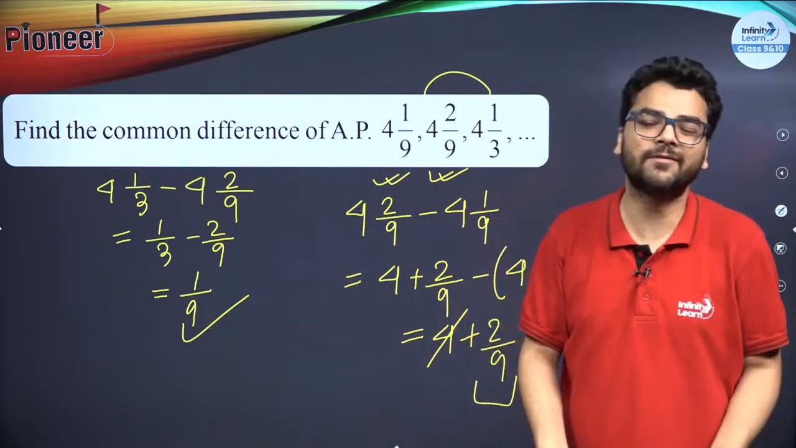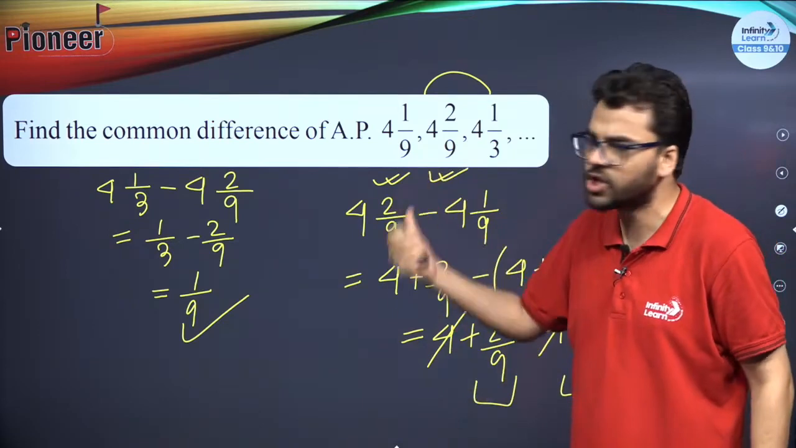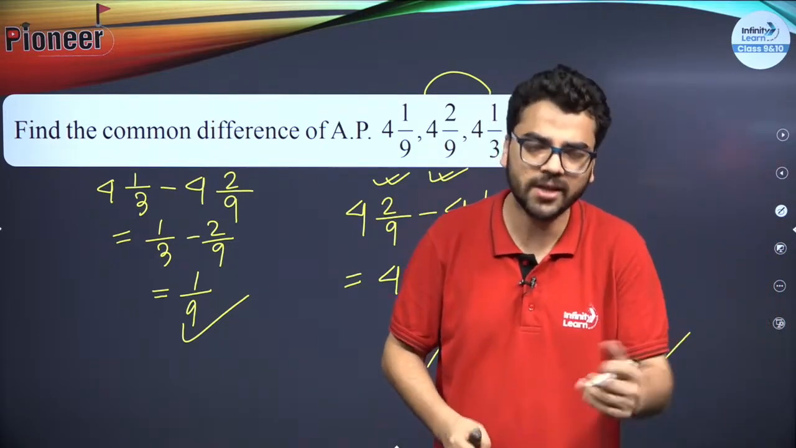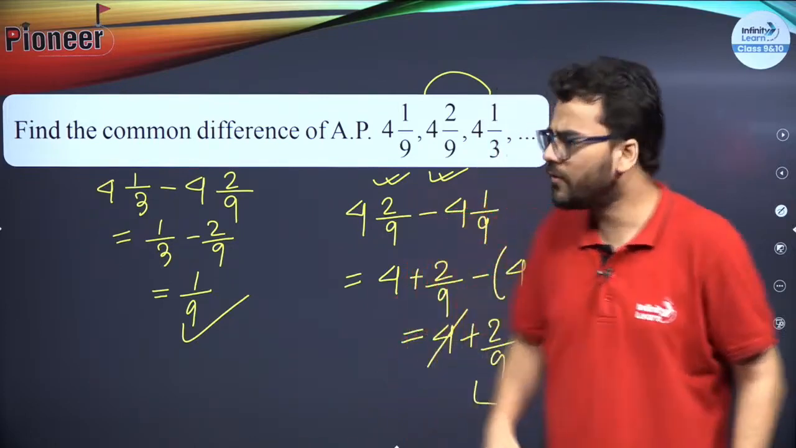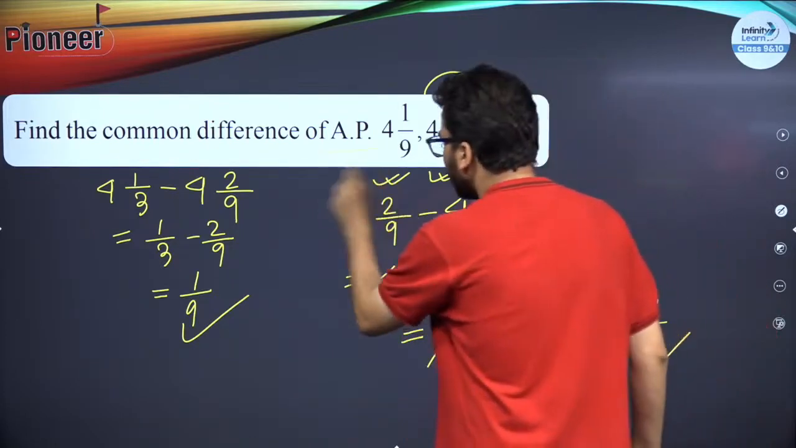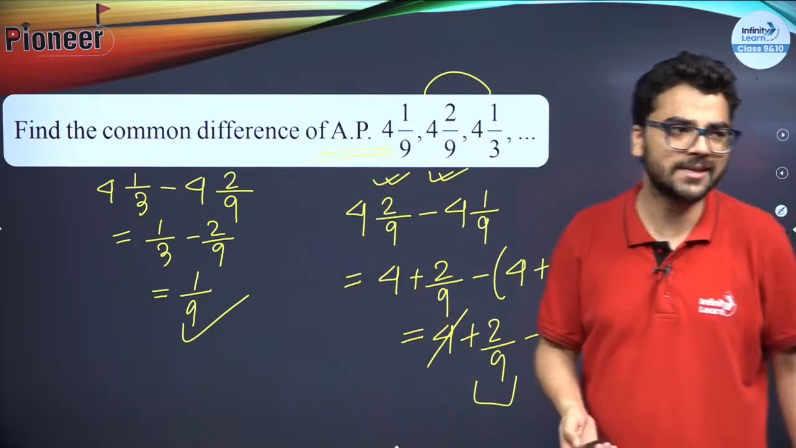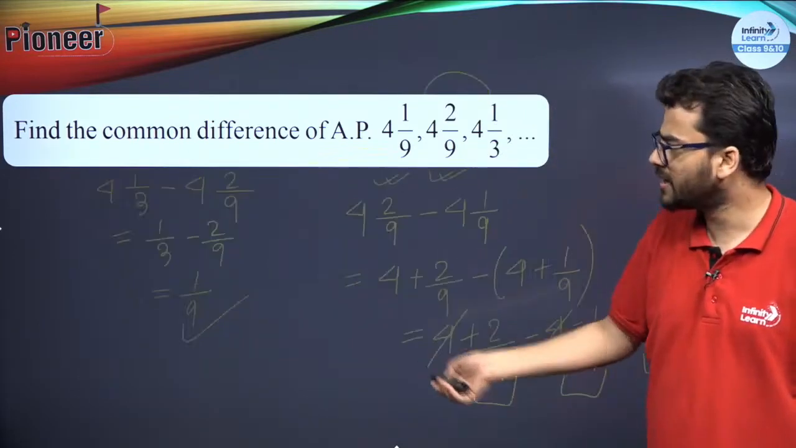So you don't need to check it again and again because it is already mentioned in the question itself that it is an arithmetic progression. So arithmetic progression we represent in short as AP. I hope this is clear. So let's move on to the next one.